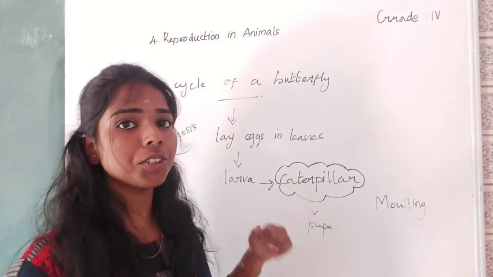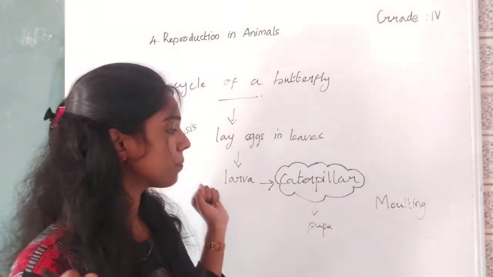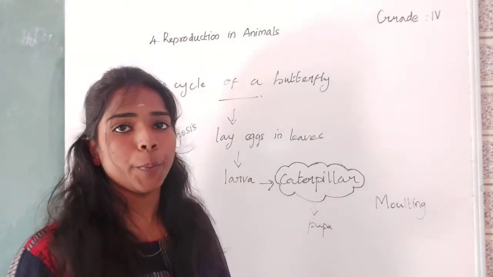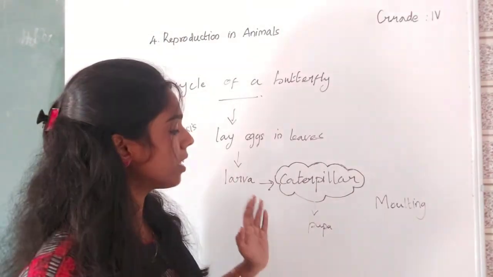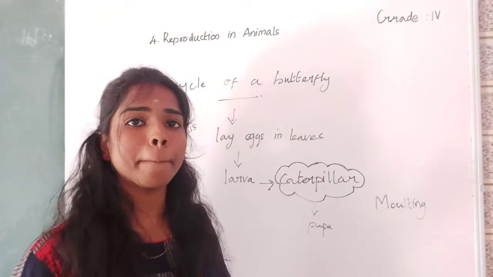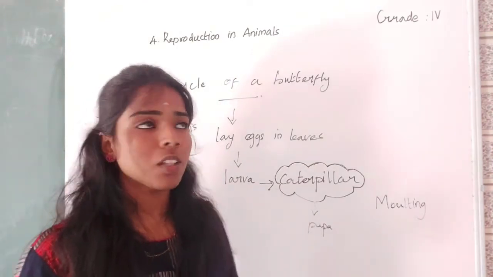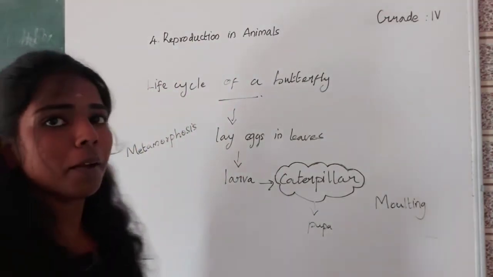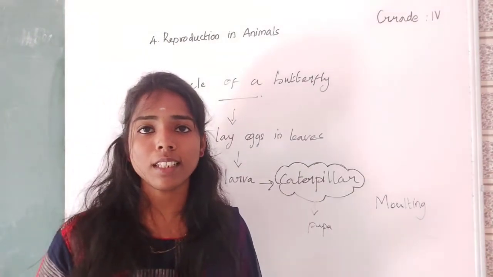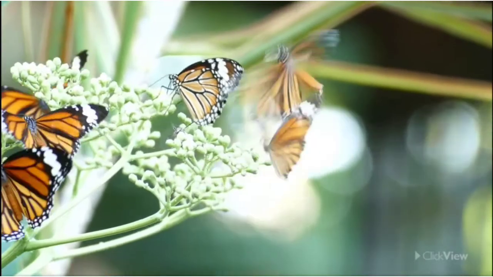The caterpillar sheds its skin and it turns into a pupa. And then the pupa transforms into a butterfly. So this is the life cycle of a butterfly. Do you understand? Most magical insects you can see in the environment.